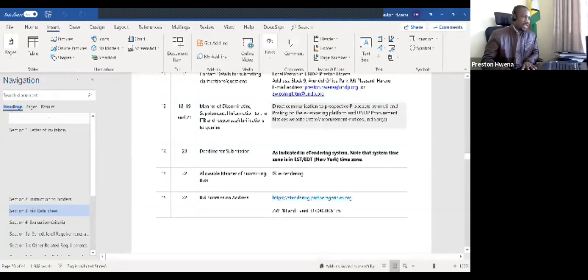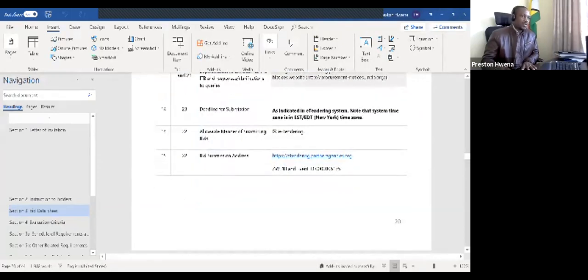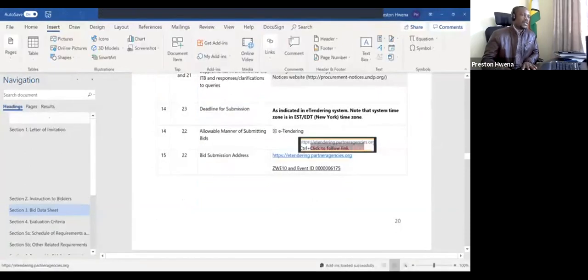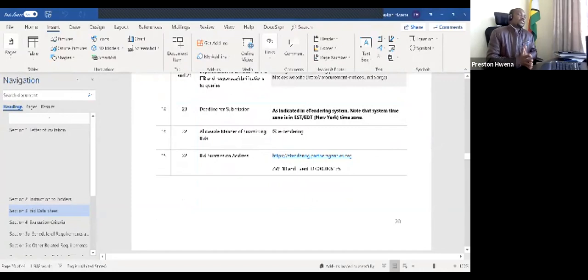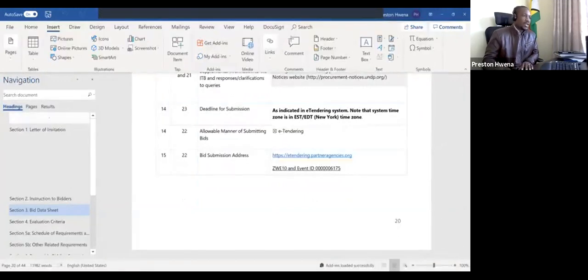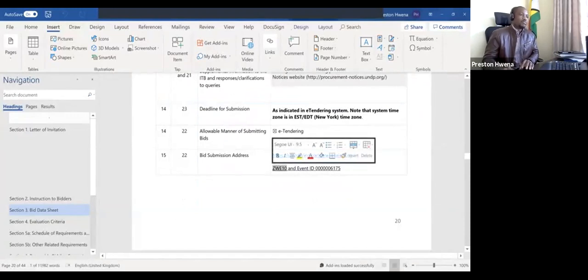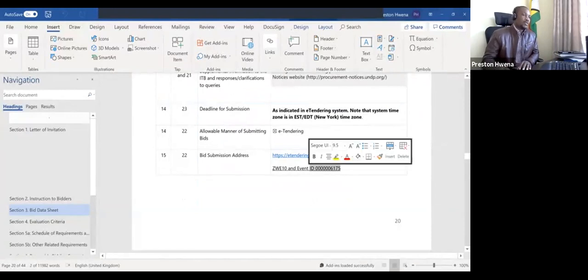And these are the bid submission addresses. This is the website of our e-tendering platform. When you log on, because there are a lot of tenders from other countries, the UNDP global tenders, you can use ZWE10 as the business unit, and this will be your ID for the event. This will be your event ID, 6175. But don't forget to put the 6 zeros before the number.